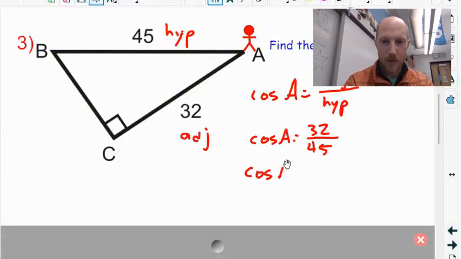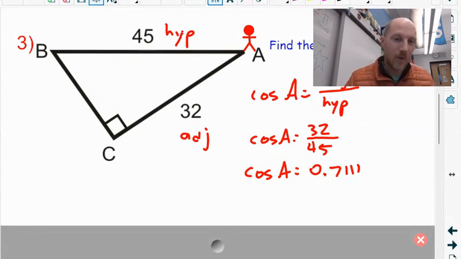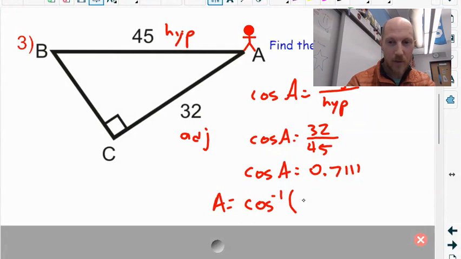Just keep track of that. Just go with 4 decimal places for now. And then what I want to find out is not the cosine of angle A. Right? I want to find out what's angle A. So to get angle A, I would need to do the inverse cosine of this decimal I just got, 0.7111.